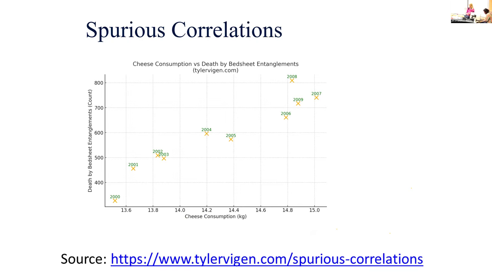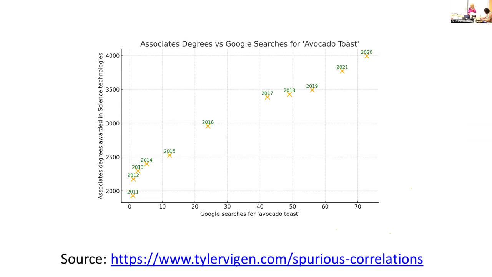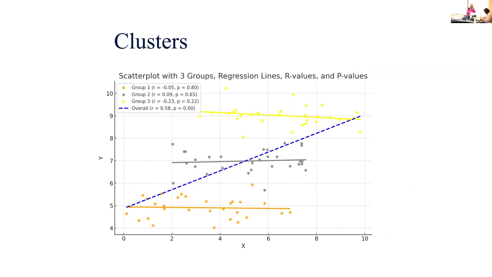So over time, cheese consumption went up and also the number of reported deaths by entanglements in bedsheets also went up, probably just because of the increase in population in the US. So time is a confounding variable there. Cheese consumption also correlates with all of these other variables as well, and in none of these is there a causal relationship between those two particular variables. Another nice one that's more recent that he's done, of course, is looking at avocado toast consumption, because that's now very popular, and showing the relationship there with associate degrees awarded in science technologies.